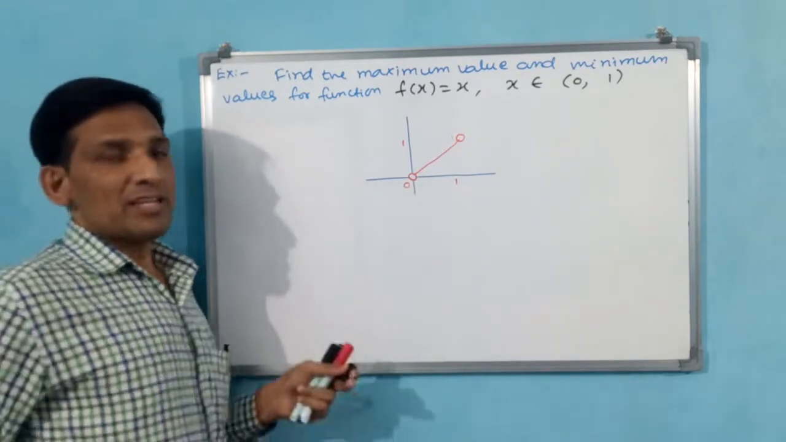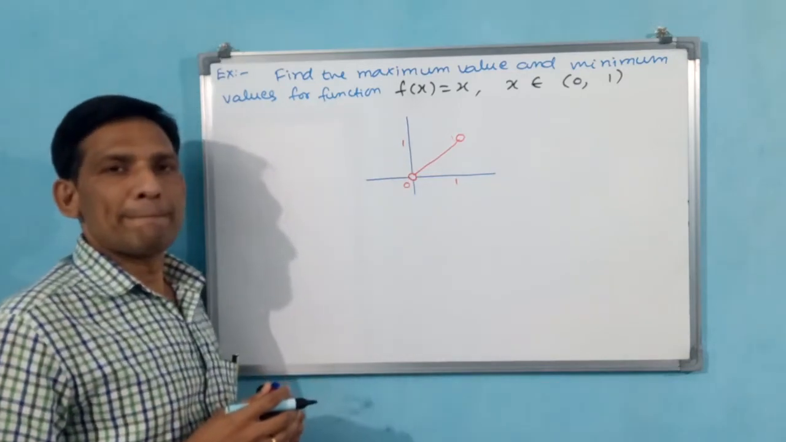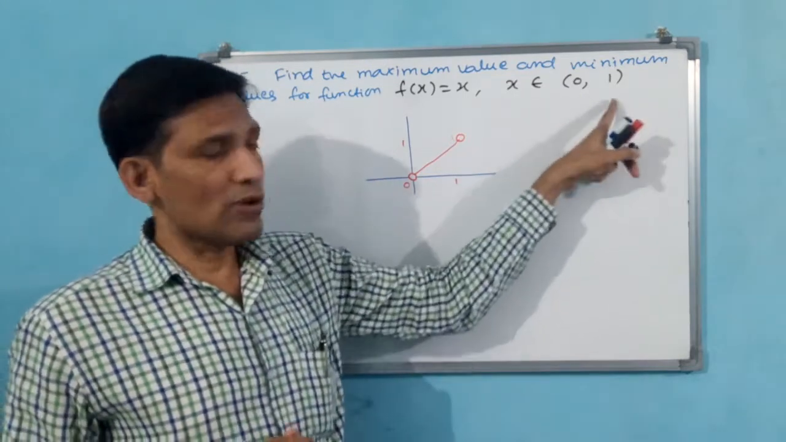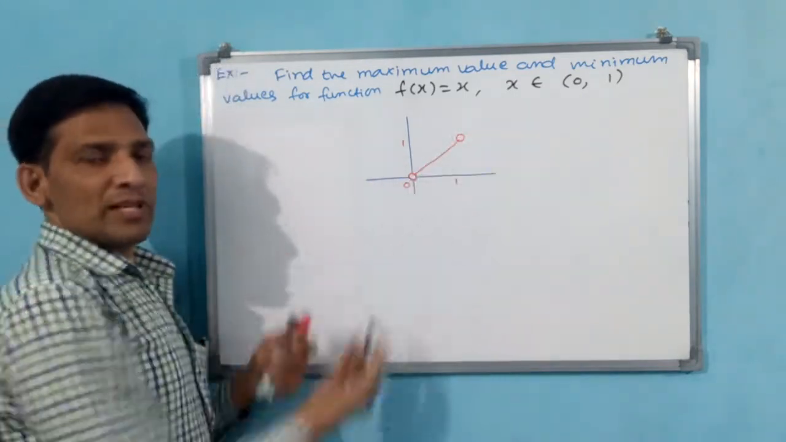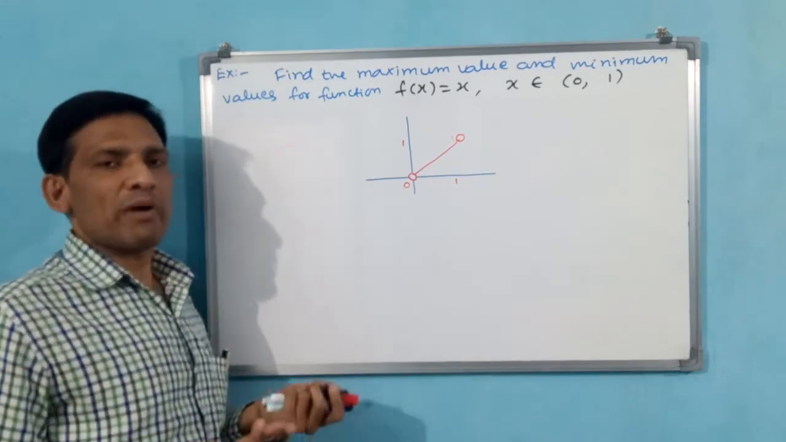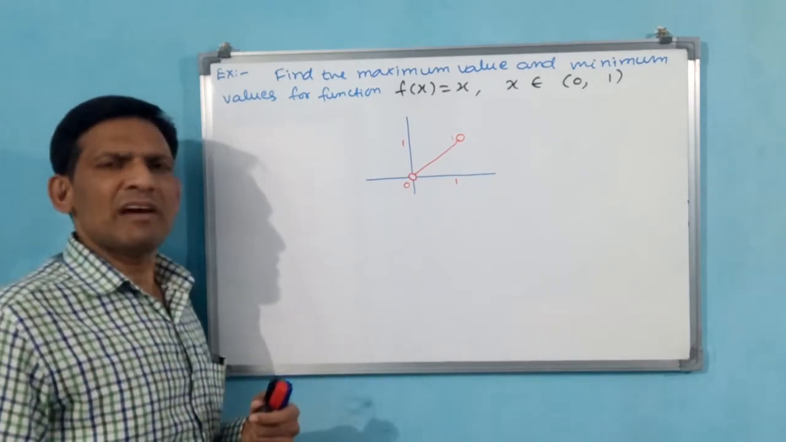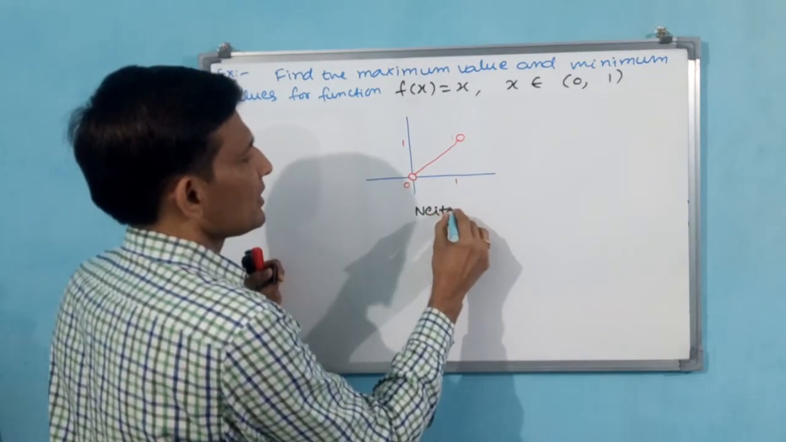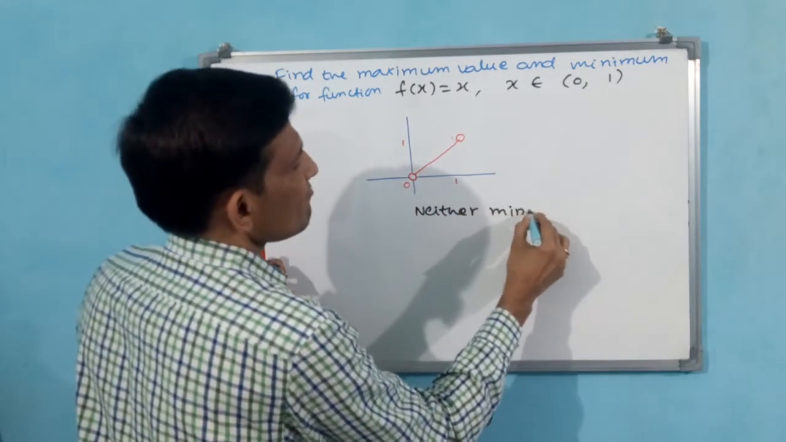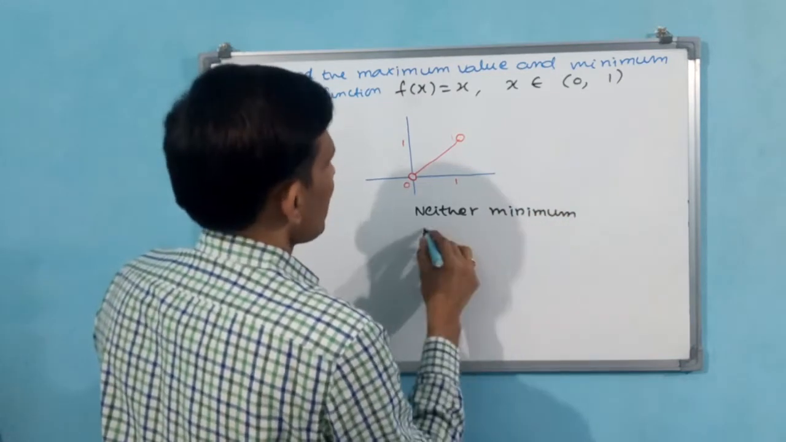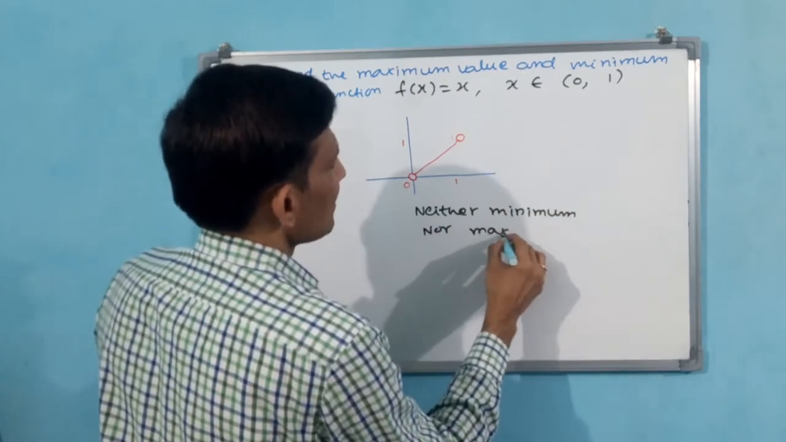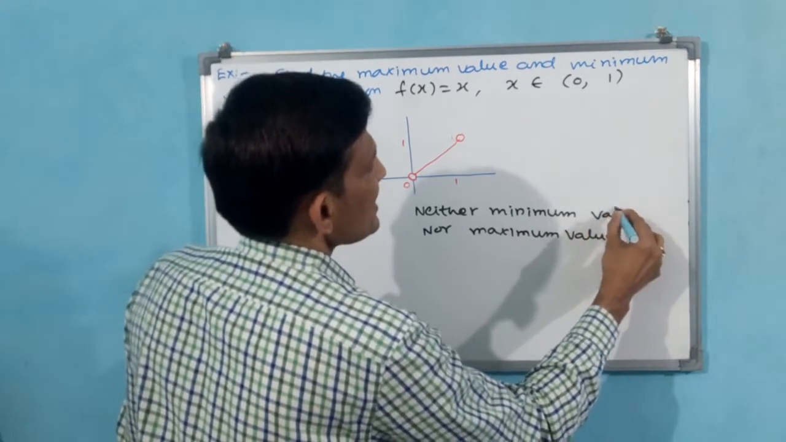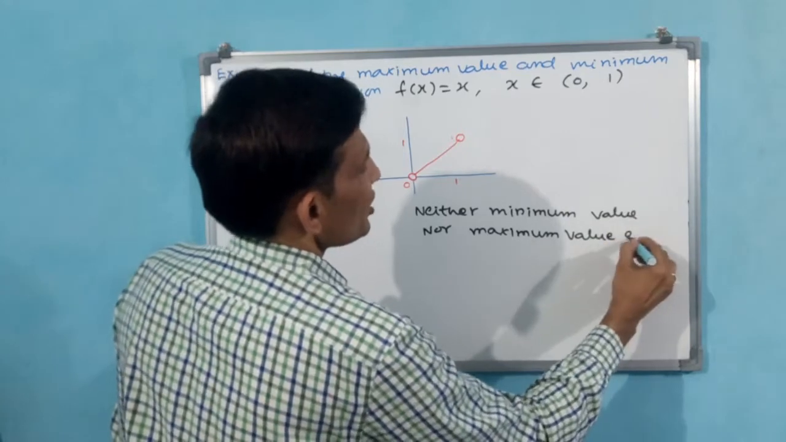But now you tell me, is there any turning point? No. Why? Because whatever you have to take is in between 0 and 1 only. In between 0 and 1, there is no turning point. If there is no turning point, is there any minimum value or maximum value? No. Write down: neither minimum nor maximum value exists. That's all.